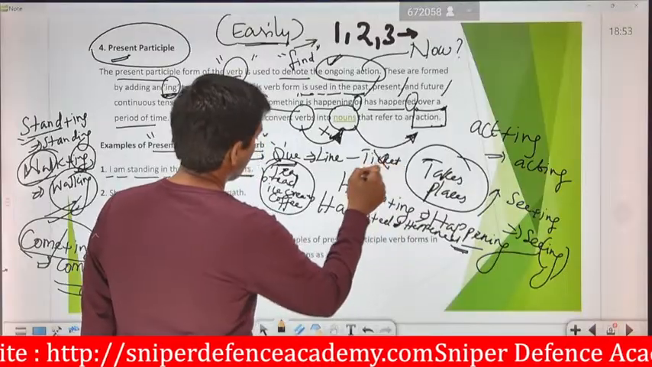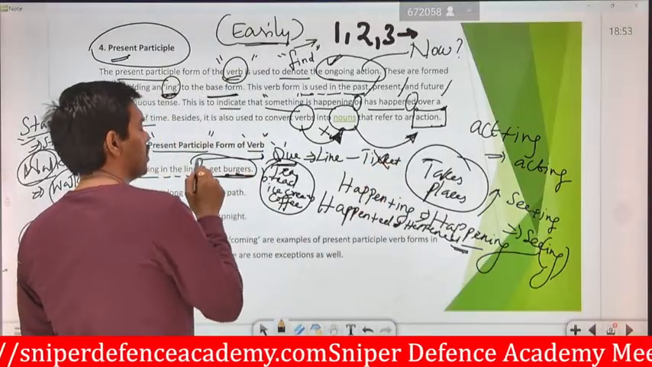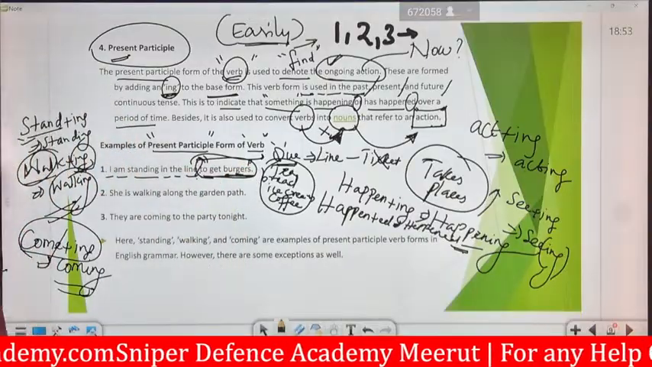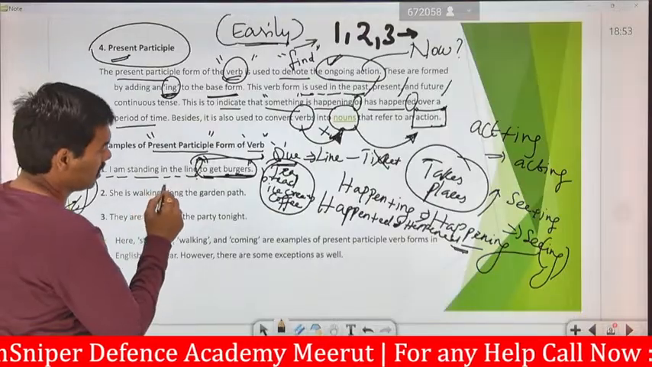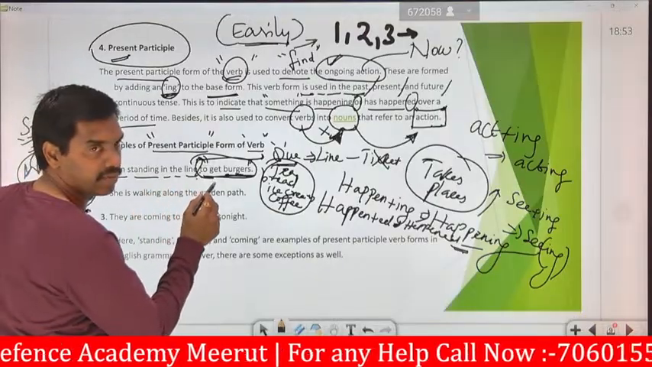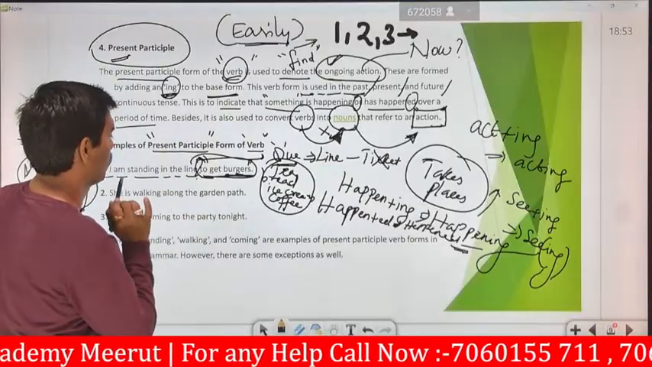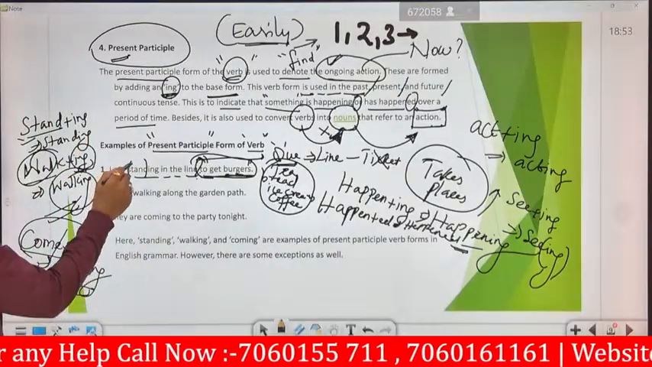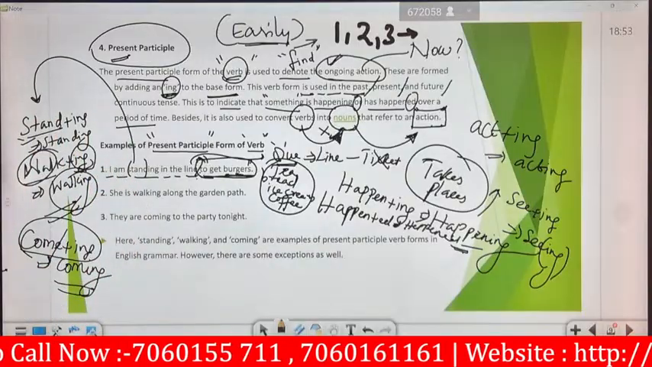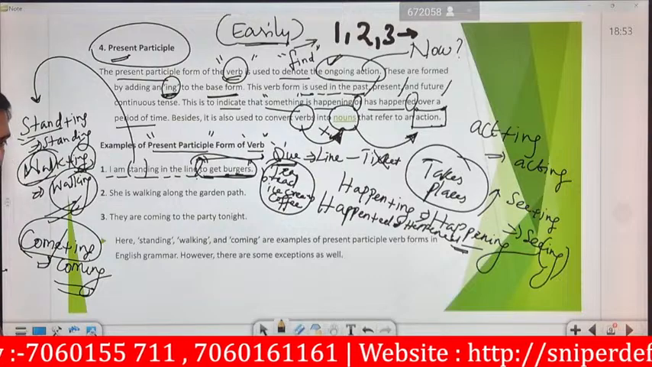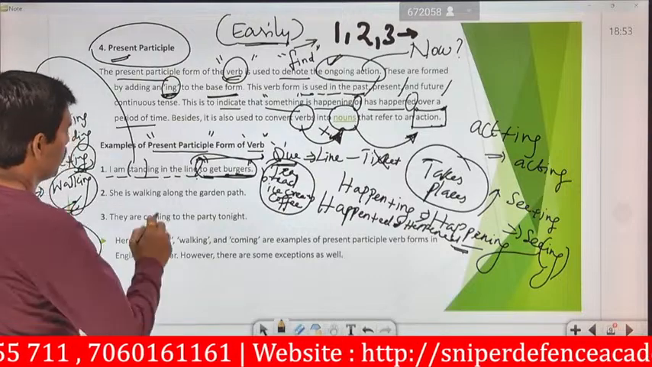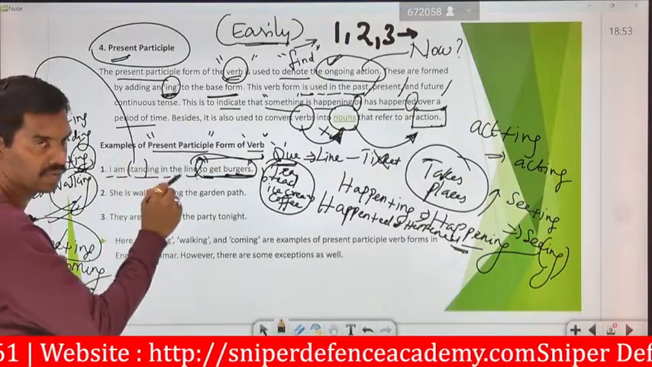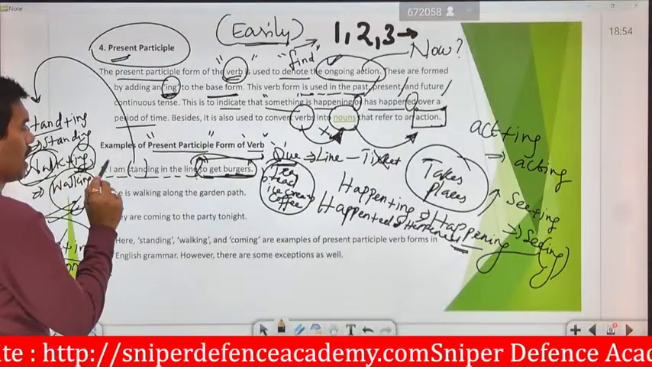You should know that some action should take place. You have to say some action. They are saying that I am standing in the line to get burgers. Here, stand will represent the present. I am going to add ing, so it comes in terms of present participle. So stand plus ing gives standing.